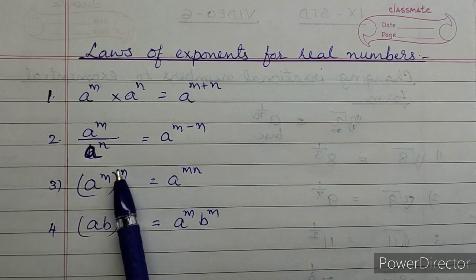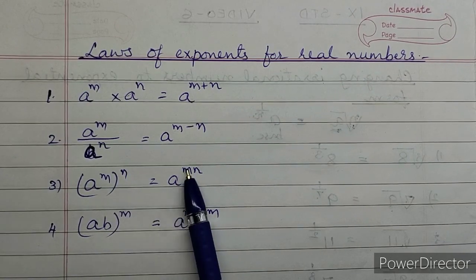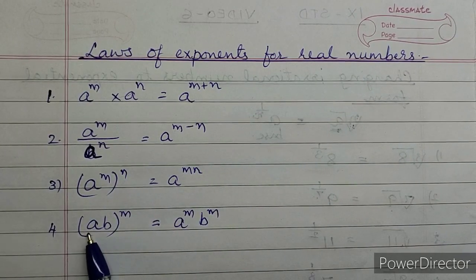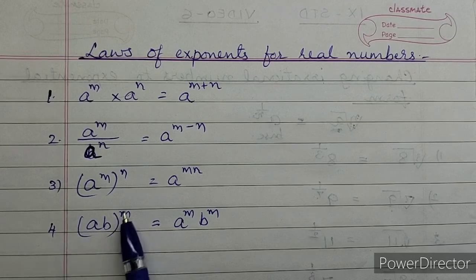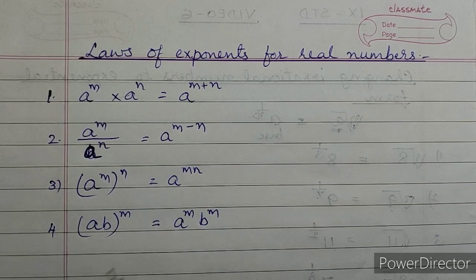Third one, a to the power of m whole to the power of n equals, you have to multiply the exponents, a to the power of mn. Next one, ab whole to the power of m is equal to, each one should get the exponent, a to the power of m into b to the power of m. So these are the 4 laws of exponents. This is applicable for real numbers also. Now we will try to do a few examples.